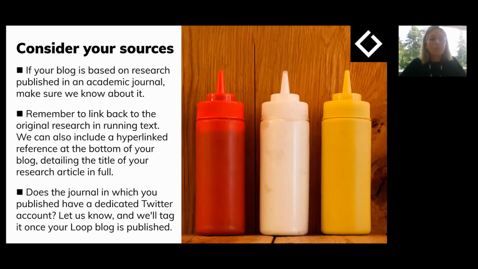If your blog is based on research published in an academic journal, make sure we know about it. Remember to link back to the original research in running text. We can also include a hyperlinked reference at the bottom of your blog detailing the title of your research article in full. Does the journal in which you published have a dedicated Twitter account? Let us know and we'll tag it once your Loop blog is published.